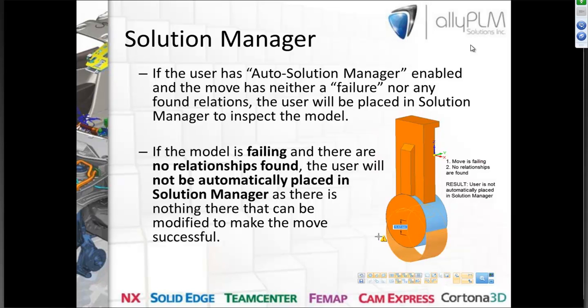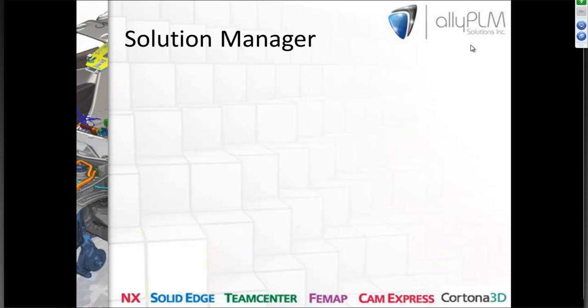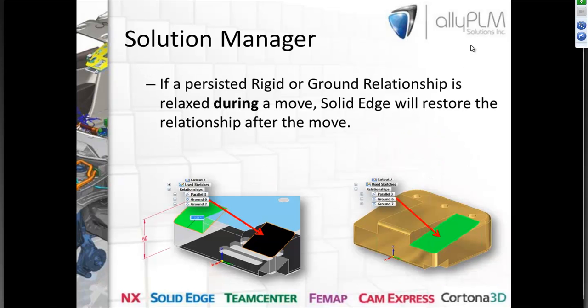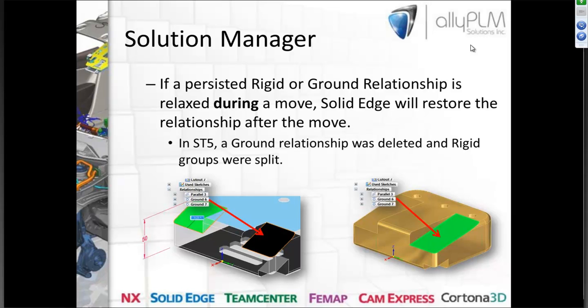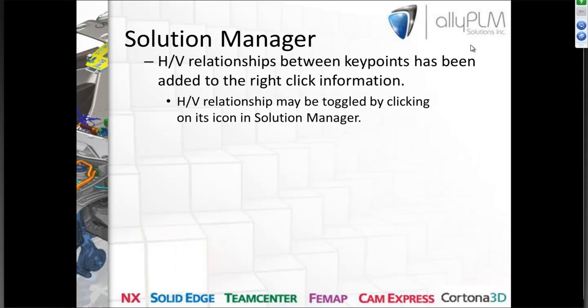Now, if a relationship is found that's causing a conflict, it makes sense to automatically be put in Solution Manager so you can then turn off those conflicts. Persisted relationships and grounded relationships will now be restored as if they were a relaxed dimension. So if you intentionally edit a grounded face, it'll become regrounded again. In ST5, we deleted those relationships, so we're going to still honor those for you.